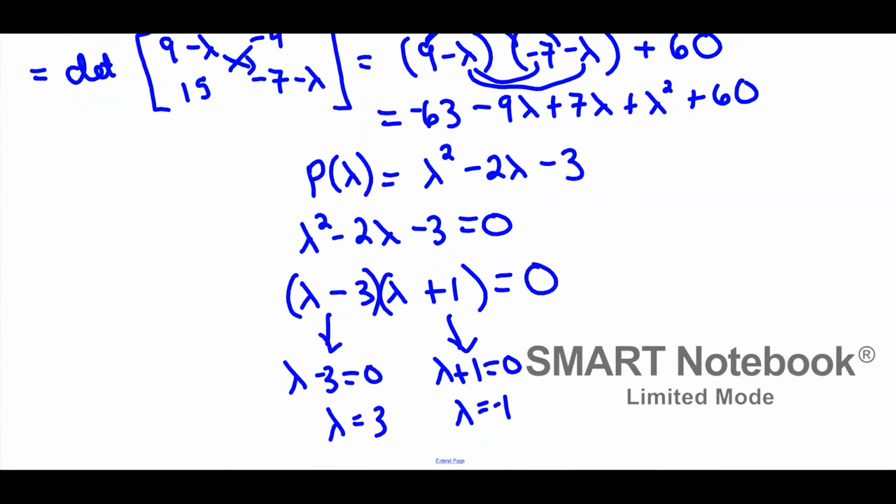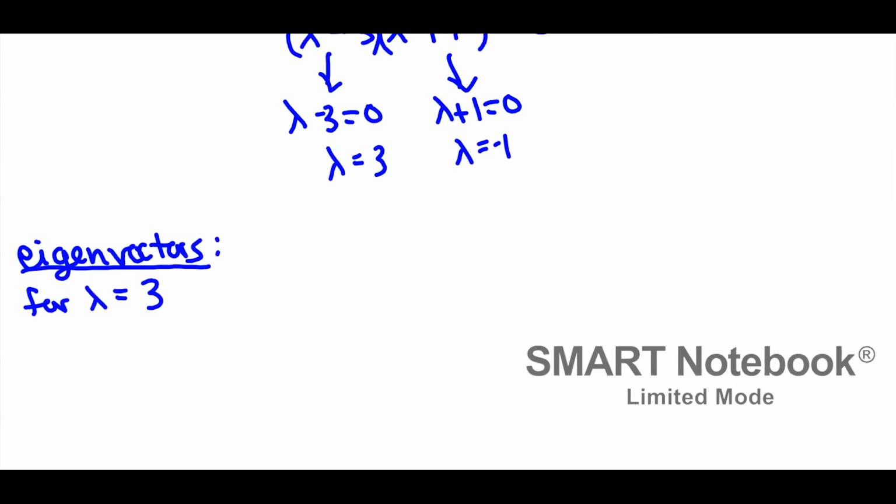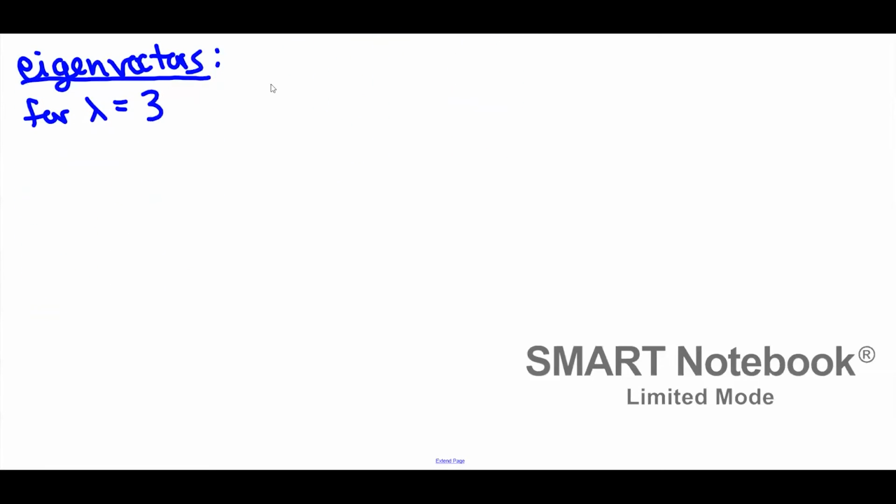So let's find the eigenvectors. Whoops, can't spell. So we have to do these separately. So I'm going to start with 3. We got 3 and -1, so we just got to do them one at a time. So we need to solve this equation: A minus 3I times vector x equals 0, and this vector, we'll call it vector x1, that's going to be my first eigenvector, okay, when I solve this.